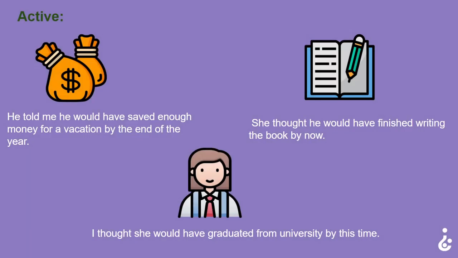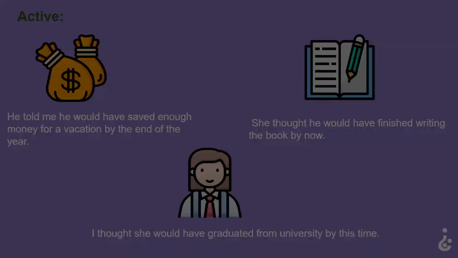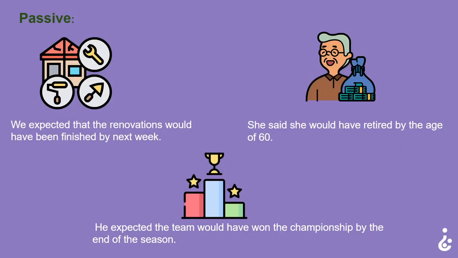Future perfect in the past. For active. He told me he would have saved enough money for a vacation by the end of the year. She thought he would have finished writing the book by now. I thought she would have graduated from university by this time. And for passive, we expected that the renovations would have been finished by next week. She said she would have retired by the age of 60. He expected the team would have won the championship by the end of the season.